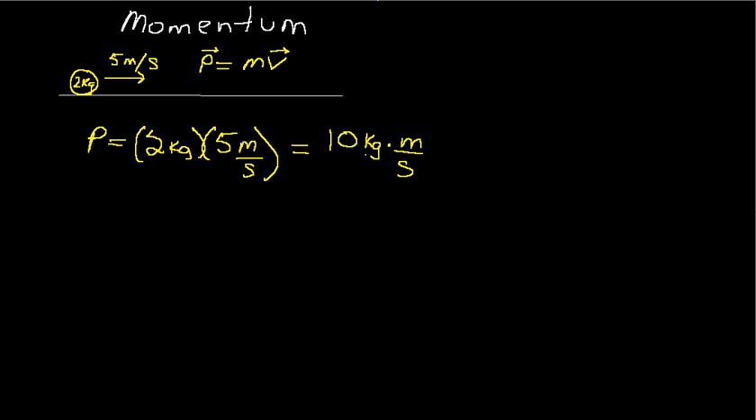Sometimes you see it written as kilogram meter, whole thing divided by time, second. But that's the momentum, and the momentum is 10, and in this case we're going to give it a direction. We're going to say that's the momentum to the right. All right, so it's moving to the right. It's moving in that direction. That's the direction of our momentum.